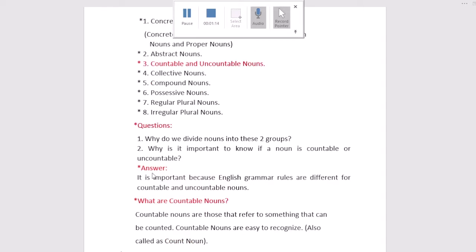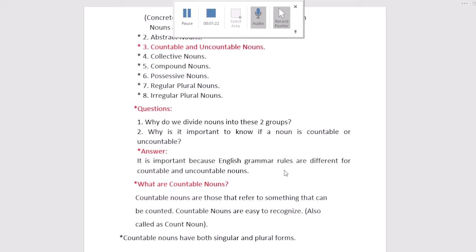அதான் second question. இதுக்கு என்ன ஆன்சர்னா, it is important because English grammar rules are different for countable and uncountable nouns. இங்கிலீஷ் கிராமரோட ரூல்ஸ் கவுண்டபிள் நவுன்ஸ்க்கு தனியா, அன்கவுண்டபிள் நவுன்ஸுக்கு தனியாக இருக்கும். It is very much important that countable nouns should go with proper English grammar and uncountable nouns should go with proper English grammar.